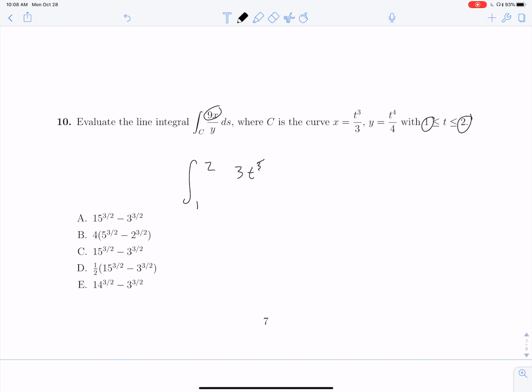3t cubed over y, which is t to the 4 over 4. We can rearrange this guy to the integral from 1 to 2 of 12 over t dt. This is really still a ds, because we need to multiply by the square root of the squares of the derivatives, so x prime squared plus y prime squared. And so we can set that up.